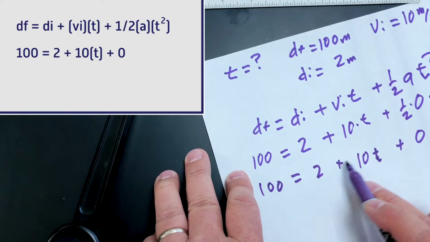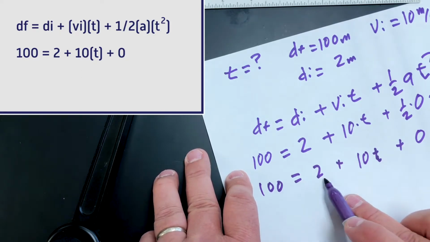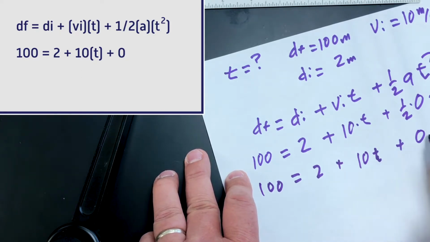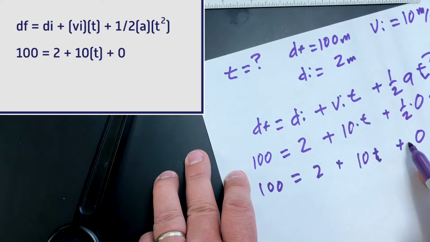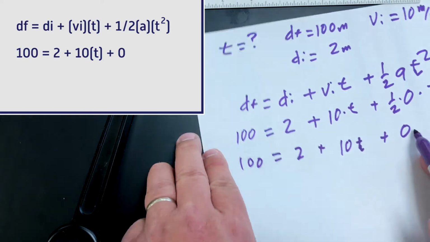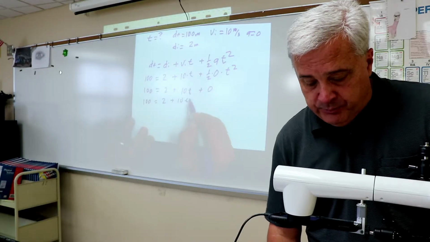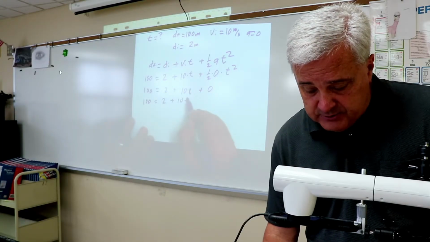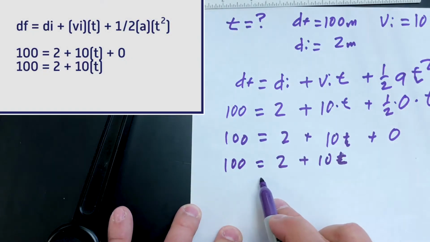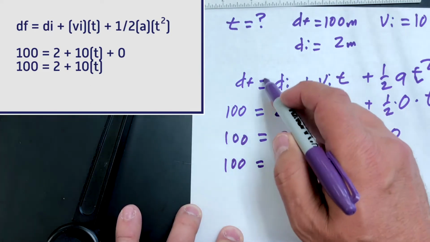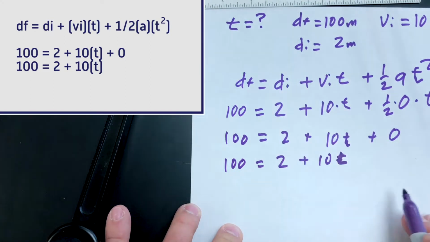So now I have a complete expression. 100 equals 2 plus 10T plus 0. I don't have to write this anymore. Plus 0, I do not have to write that anymore. There's my complete mathematical expression. 100 equals 2 plus 10T. I'm keeping my equal signs in a straight line.